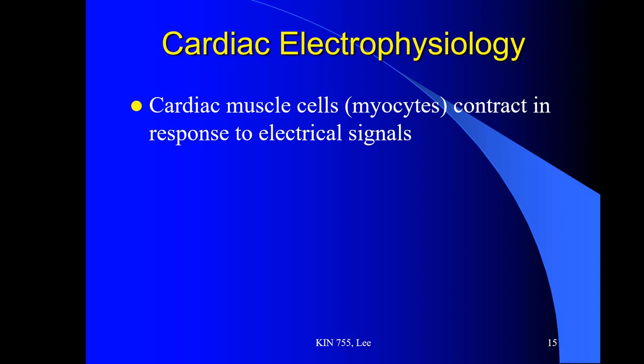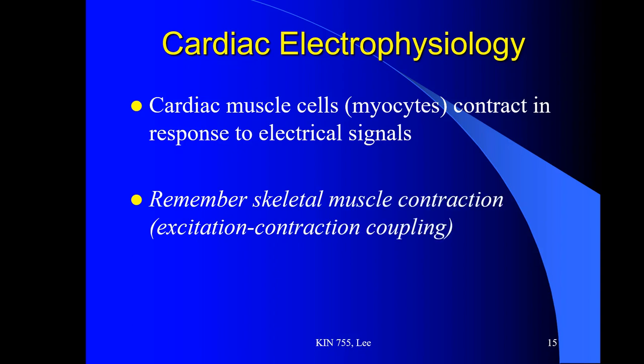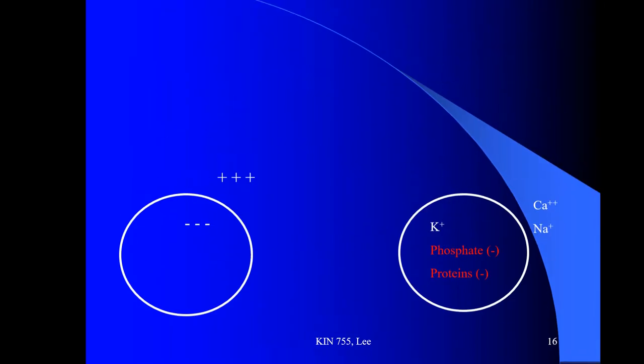So cardiac muscle cells contract in response to electrical signals, just like we said. So just as a guide, you can remember how skeletal muscle contracts. You remember skeletal muscle fiber is innervated by a motor neuron, and when that motor neuron conducts an action potential, it's going to stimulate the release of a neurotransmitter at that neuromuscular junction, which is going to stimulate a whole cascade of events that's going to stimulate that skeletal muscle fiber to contract. So it's kind of like that, but the electrical part is a little bit different in the heart.